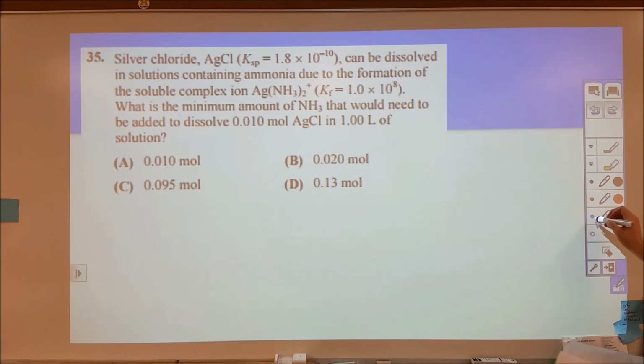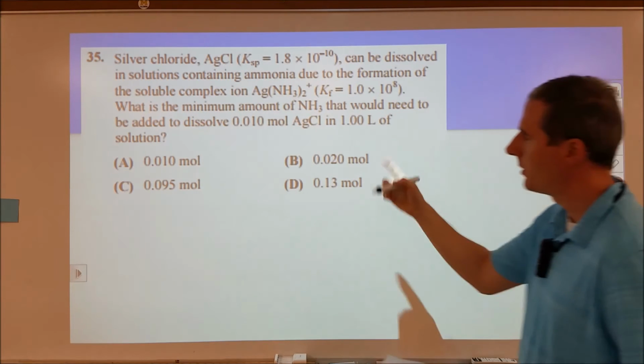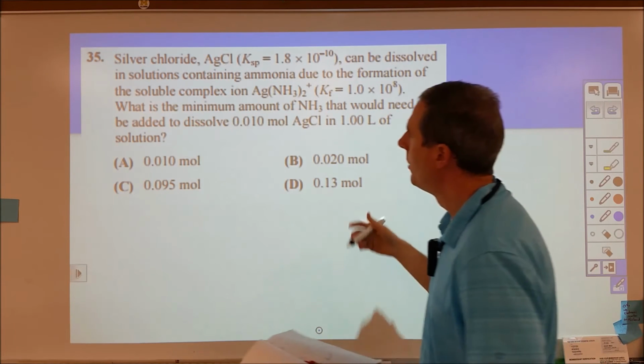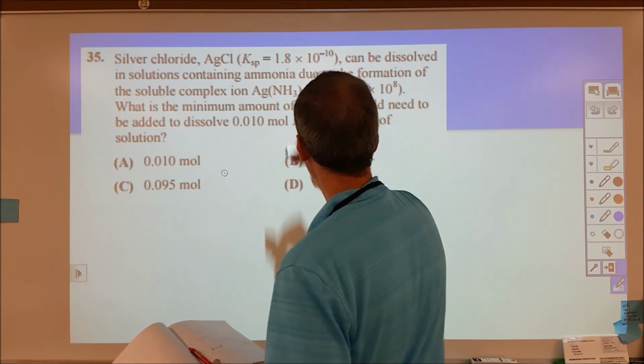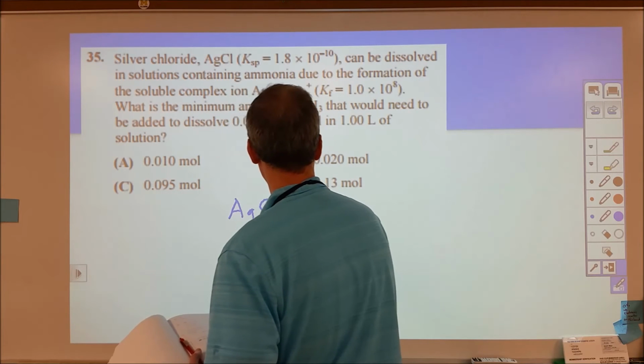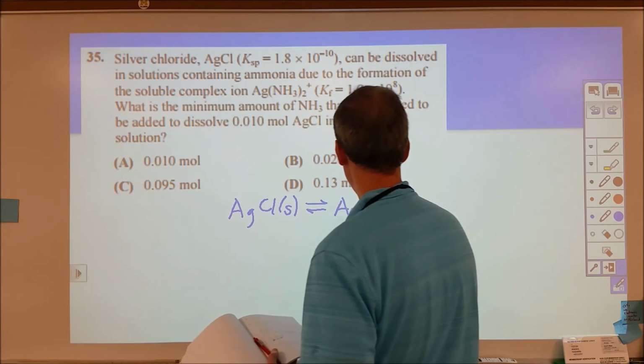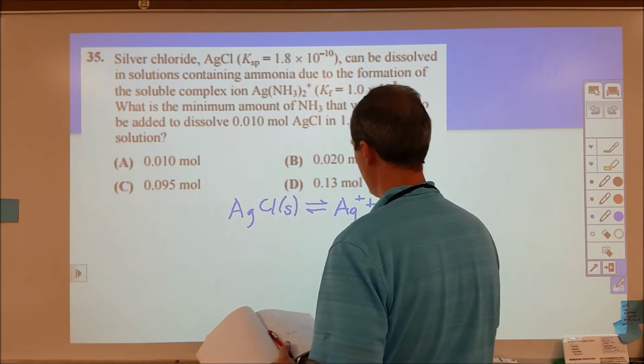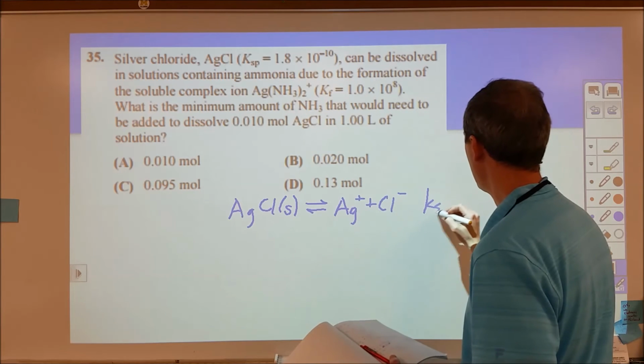All right, 35 is the one I was looking for a couple questions ago. This is a common question, very difficult. What we're going to do here is we're going to effectively combine two reactions. So our reaction is the silver chloride solid turning into silver ions and chloride ions in solution. So that has our KSP value.